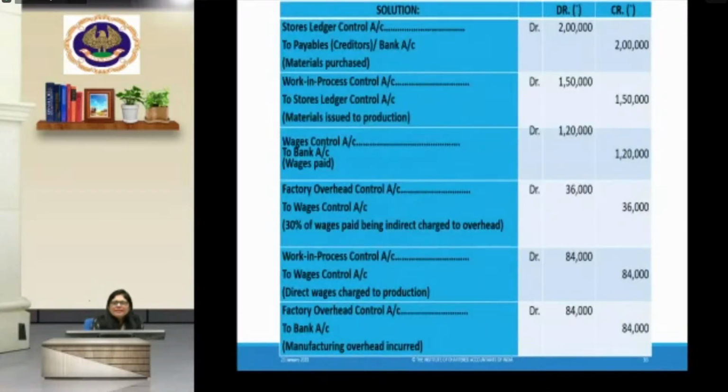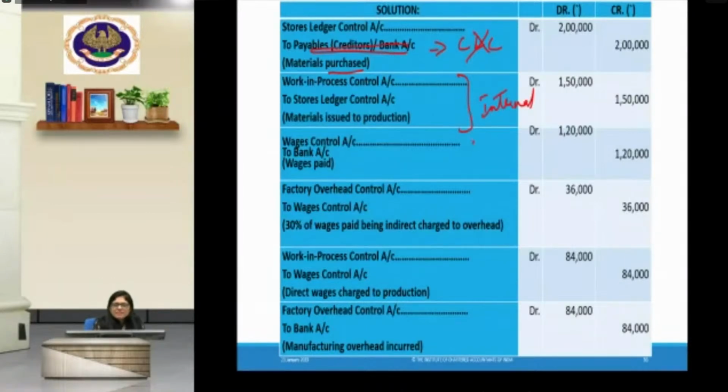See, stores ledger for material purchases. Creditors are basically debited. We have not opened CLC here. If you can see, we have not opened CLC here. In place of CLC, we have opened bank or creditors. Then this is an internal entry. No change. It remains the same. Clear? Whether integrated or non-integrated, it continues to remain the same.